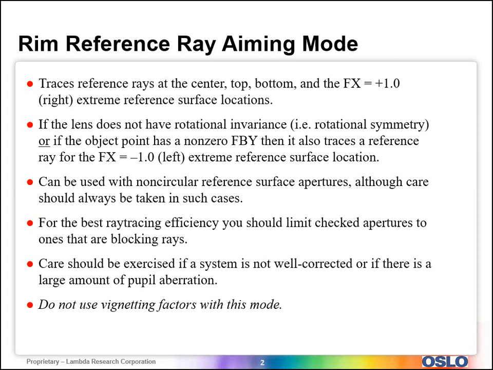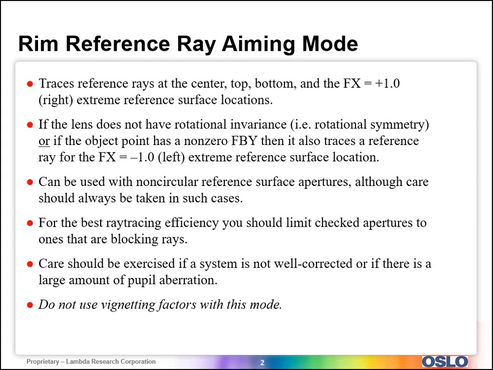Now, for best ray tracing efficiency, you should also limit the checked apertures to ones that are actually going to be blocking rays. This is because OSLO will verify the rays going through every single one of your checked apertures. So that can slow it down a little bit, and there's no reason to check an aperture unless you know that's going to be one that's going to be blocking light and vignetting the system. You should take care in a couple of other cases as well.